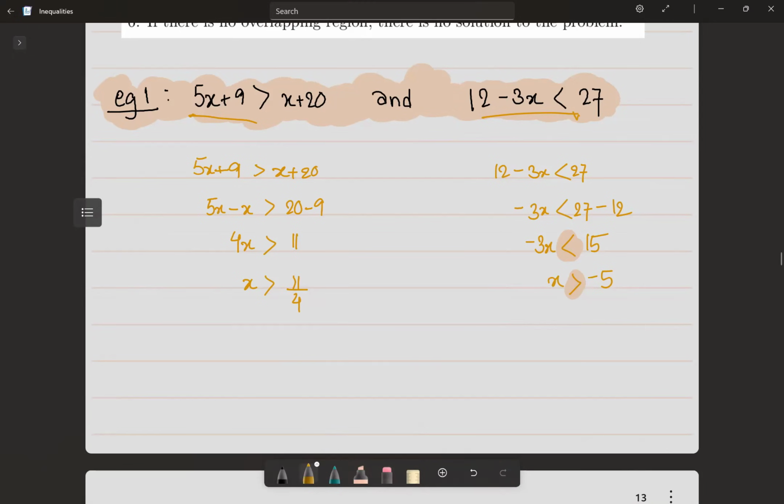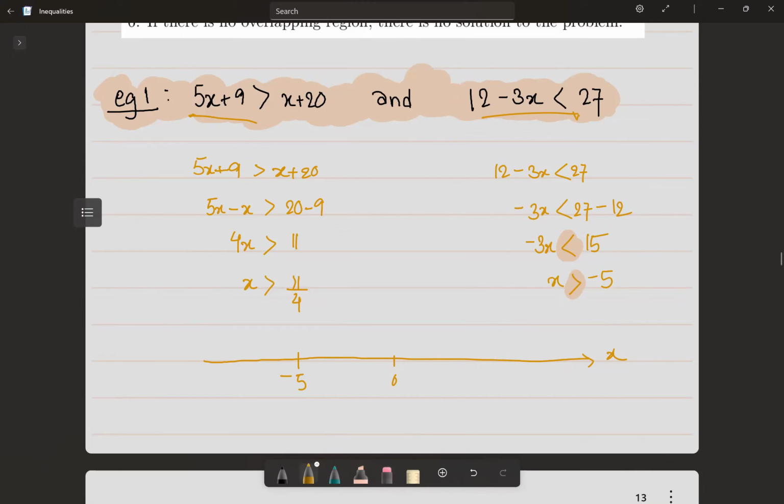Now we have to combine these two answers. How do we combine these inequalities? By finding the common region on the number line. We know how to represent these on the number line. We will first draw the number line for x, and on it we will only put down the critical values, the values that we get from here. So 0 we have here, and then we have minus 5.